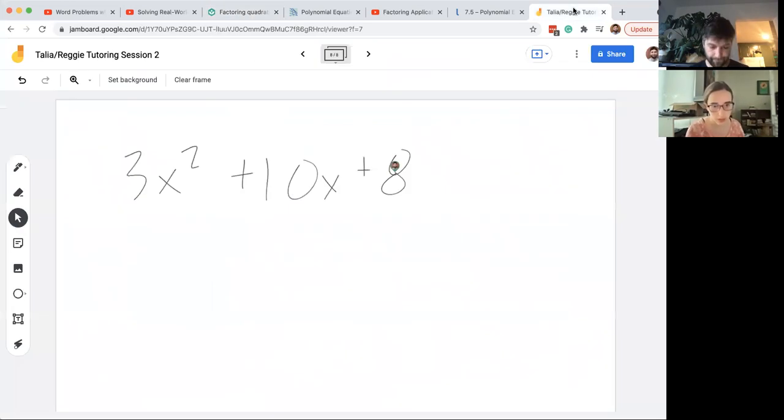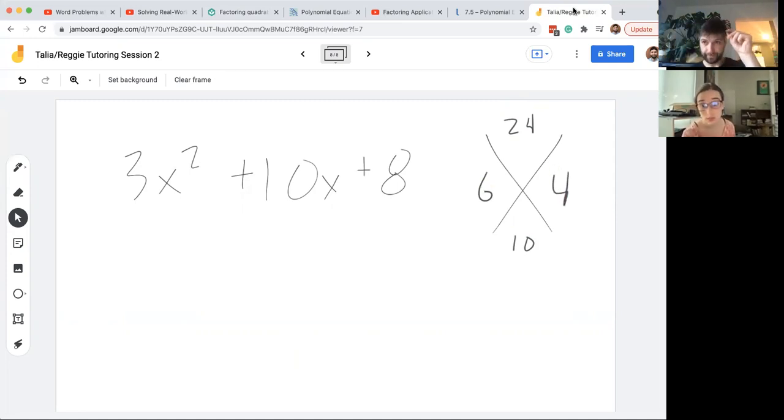Okay, so first you have your 10 and your 8, and those are going to be, wait, sorry. First you have 24 and 10. Yes, the top is going to be 8 times 3. You have your a times c, and then you have your b on the bottom. So 24 and 10, and then 6 and 4. So numbers that multiply to equal 24 and add to equal 10 are 6 and 4.